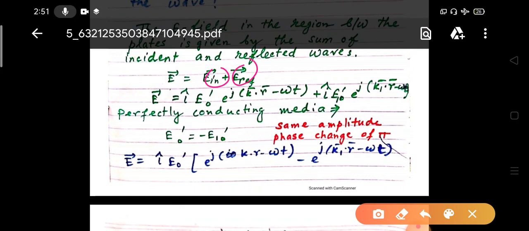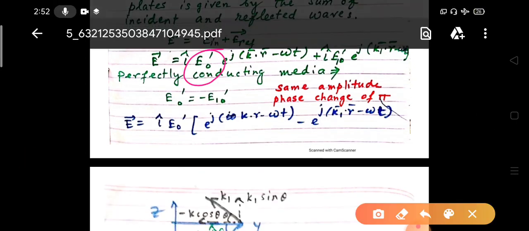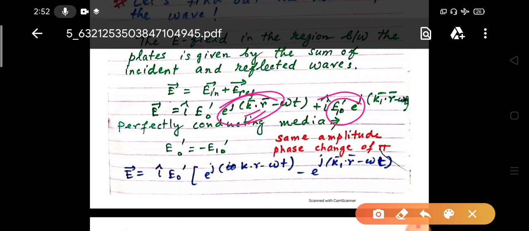In general we can represent the electric field as i cap E0' e^(j(k·r − ωt)) plus i cap E1' e^(j(k1·r − ωt)). We are taking this for the transverse electric field. For the incident electric field, the magnitude is E0', and for the reflected electric field the magnitude is E1'. We take the propagation vector for the incident wave as k and the propagation vector for the reflected wave as k1.